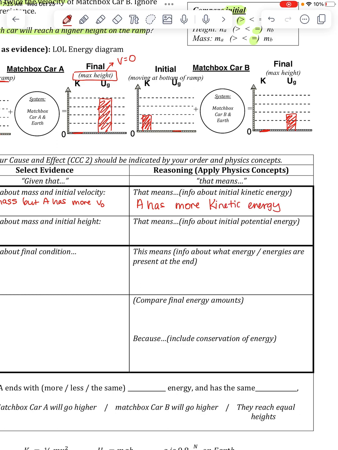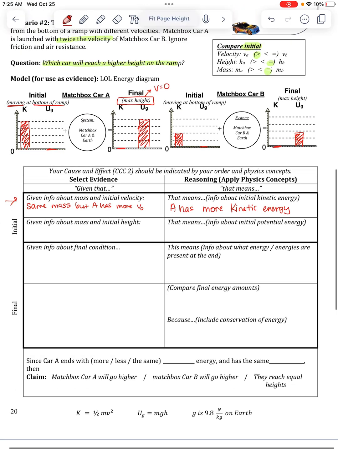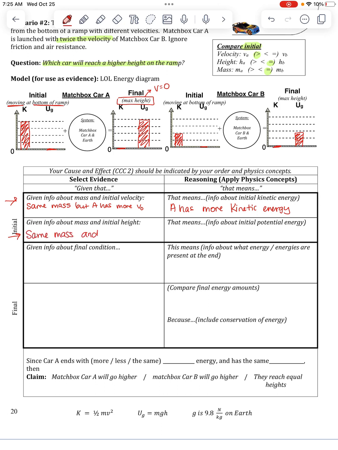All right, pause the video and try the second row now. All right, so let's talk about mass and initial height. Same mass. And at bottom of the ramp, right, that's what was given. I should say both have same mass and start at the bottom of the ramp. This means both start with 0 UG. UG is based on the mass and the height.